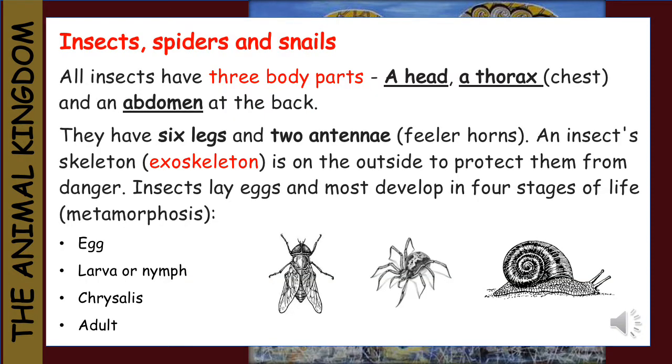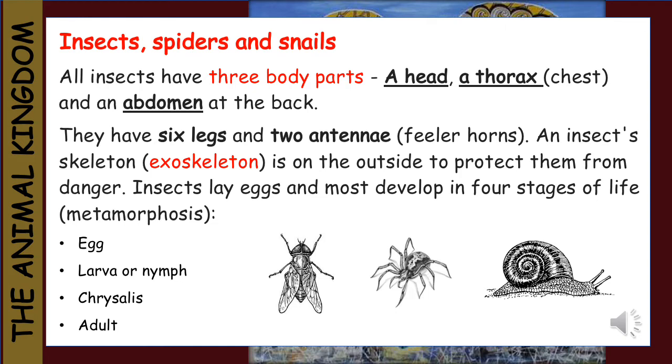Now we will take a closer look at insects, spiders, and snails. All insects have three body parts: the head, a thorax, which is the chest area, and an abdomen at the back. They have 6 legs and 2 antennae or feelers. An insect skeleton is an exoskeleton. Remember, that means it's on the outside of their body. It is on the outside to protect them from danger.